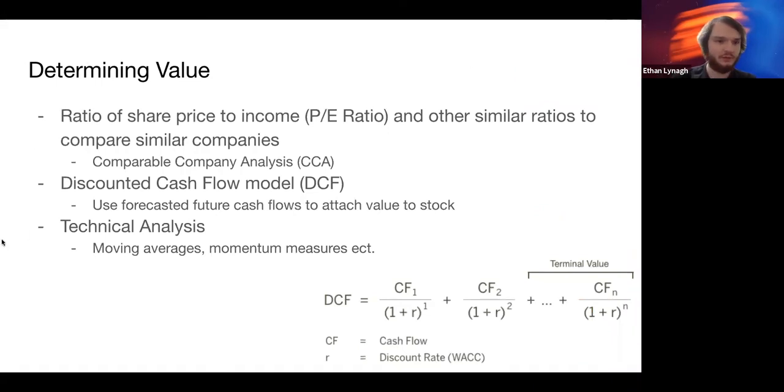And then going back to stocks, there's a bunch of different ways to determine the value of a company and thus the value of stocks. Some common ways are the ratio of the share price to the amount of money the company is making, and other similar ratios. These aren't directly used to value them, but usually what you'll do is use these ratios and compare them to other companies' ratios and find a fair value that way. So kind of valuing it based off of the market. It's called comparable company analysis, or CCA.